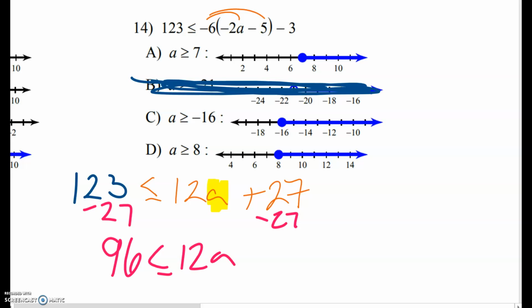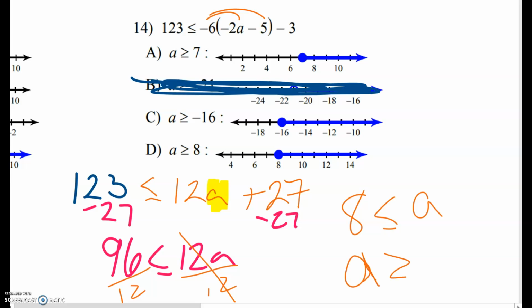Now let's divide both sides by 12. And what I get is 7. Oh, wait, not 7. I think I get 8. So 8 is less than or equal to a. Well, if I wrote that backwards, it would flip everything. So my answer is D. All right.